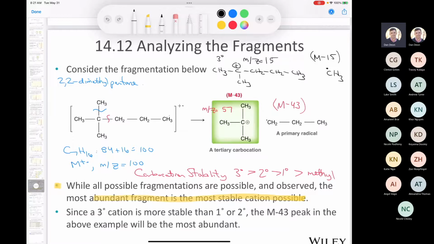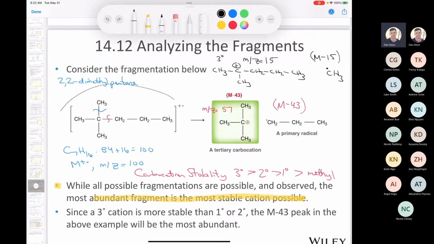Now, if your mind is still racing and saying, oh, jeepers, how many different ways can this molecule break apart? The answer is quite a few, but the bottom line is that if you do the practice problems and the more that you look at mass spectra, the more familiar you will become with fragmentation and the more sense it starts to make. But the bottom line from this slide is that the most abundant fragment is going to be the one that produces the most stable carbocation.